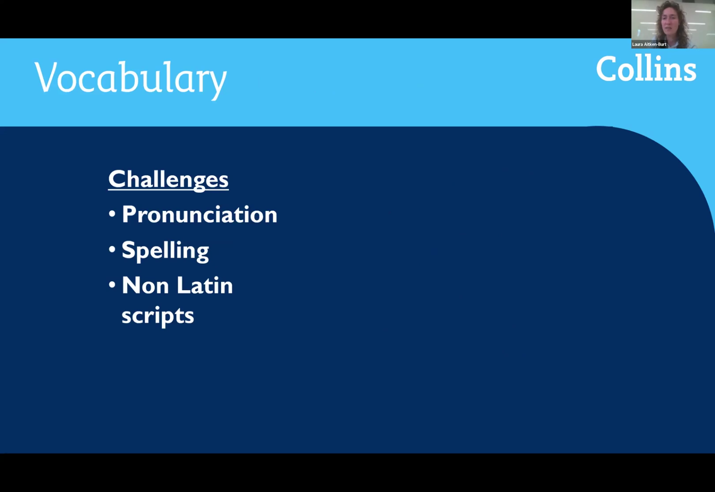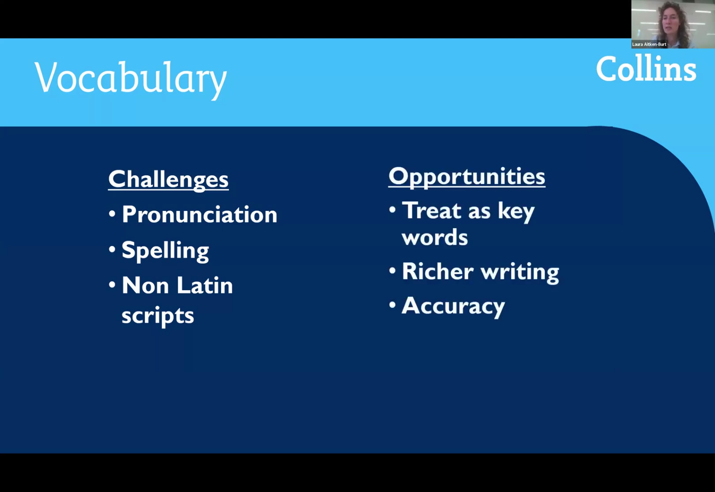Vocabulary, I often find, is the one thing students would say they find a little bit difficult about these units, like the complicated Aztec spelling, and obviously there are non-Latin scripts if you're looking at China or the Aztecs or Islamic countries as well, and how to spell them, although often they are spelled how they sound. But again, the opportunity is that you just treat them as keywords, like you would with many other keywords that students don't know.